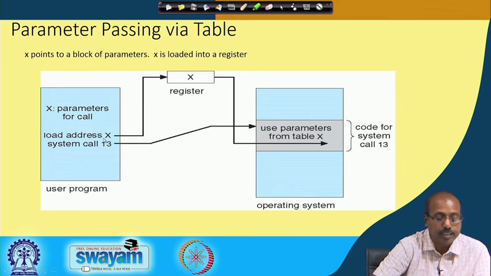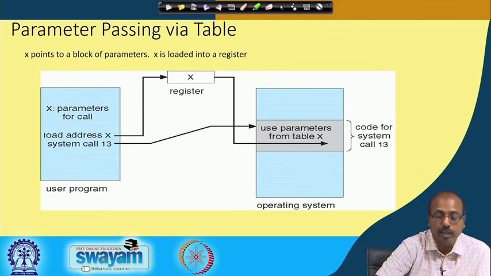So, we load the address x for the system call. This is system call 13 that the program is going to make. The parameter x is loaded onto a register, and then that is passed on. This x is actually an address register, and that holds the address of the block of parameters that we have in the system for this particular call.